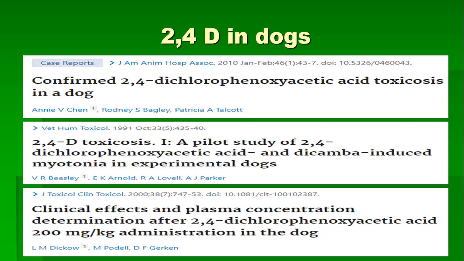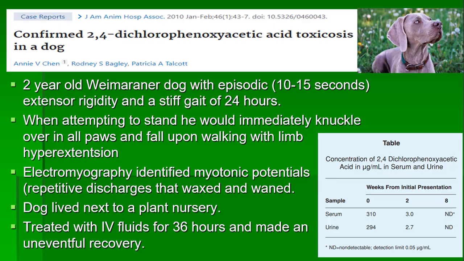On this slide we see the title of some field and experimental studies in dogs. We're going to describe one of them that took place in a 2-year-old Weimaraner dog that was presented with a 24-hour history of episodic, tonic, and extensor limb rigidity, a stiff gait. When the animal attempted to stand, he would knuckle over the paws, and he would basically fall upon walking with all limbs extended.